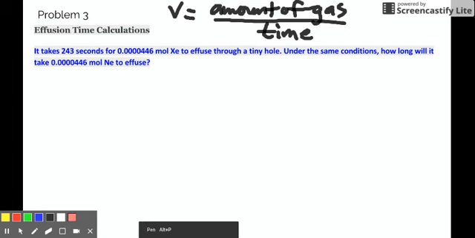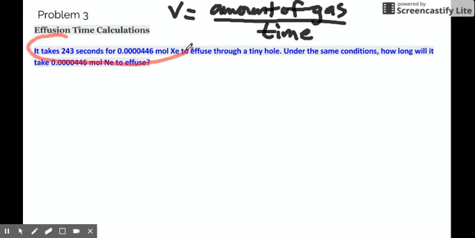So let's read the problem. It takes 243 seconds for 0.000446 mole of Xe to effuse through a tiny hole. Under the same conditions, how long will it take? Same amount. If you look at that, that's 0.000446 mole of Ne to effuse.